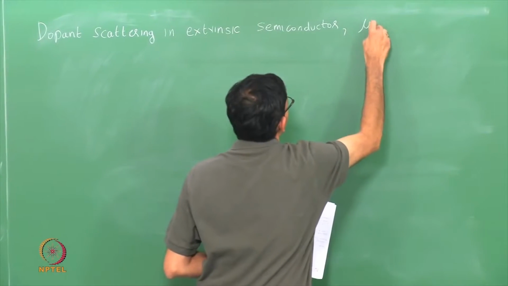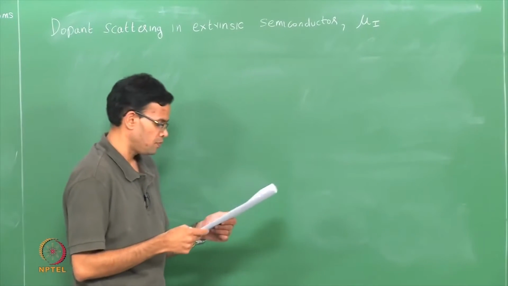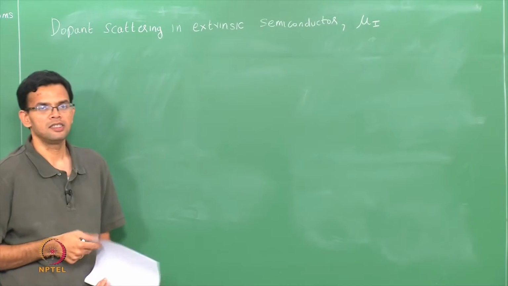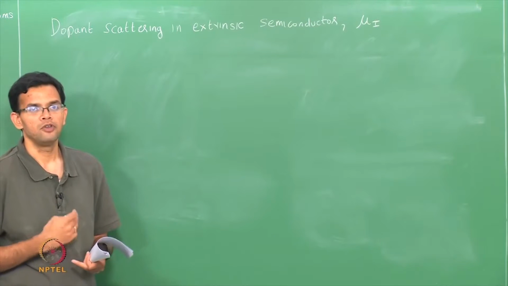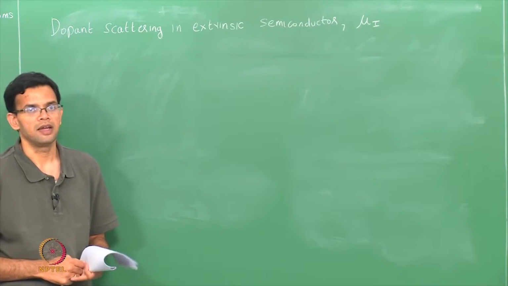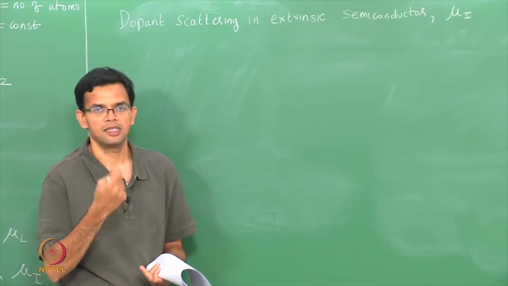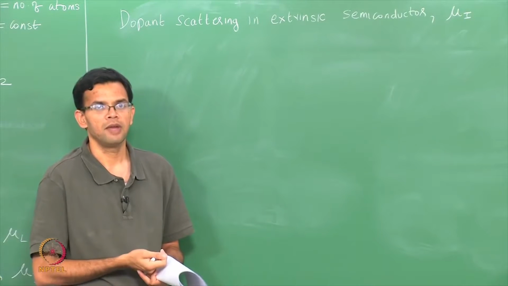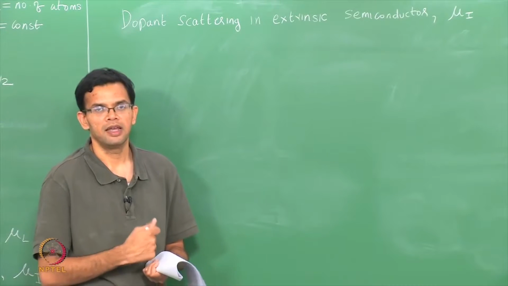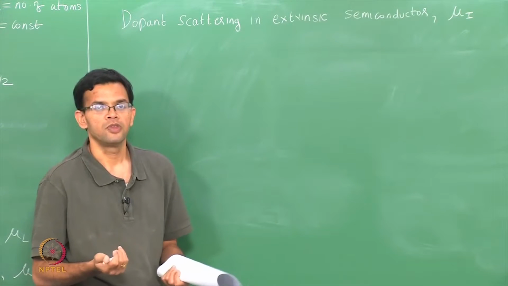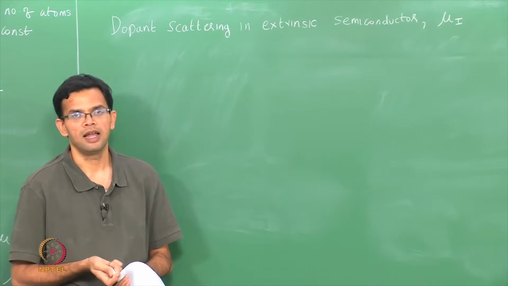We call this mu I. We want to find out the temperature dependence of this term. If you look at an extrinsic semiconductor, whether you have an n type or a p type, you are going to have donors and acceptors, and these are ionized. In the case of n type, the donor atom has an extra electron that goes to the conduction band. In the case of a p type, you have an acceptor atom that can accept an extra electron and create a hole. So, these are ionized impurities, and these can then interact with the electron.